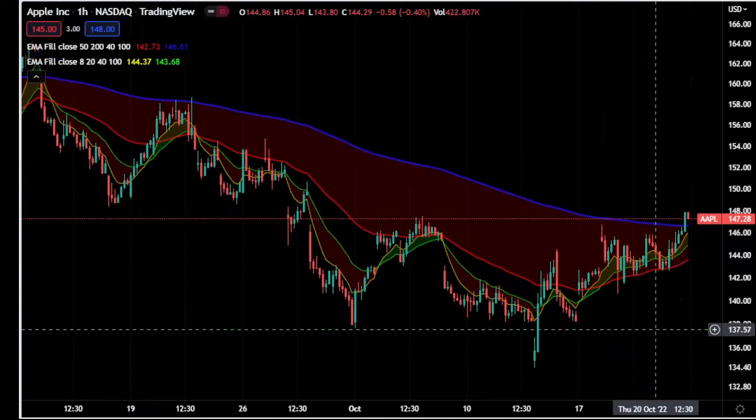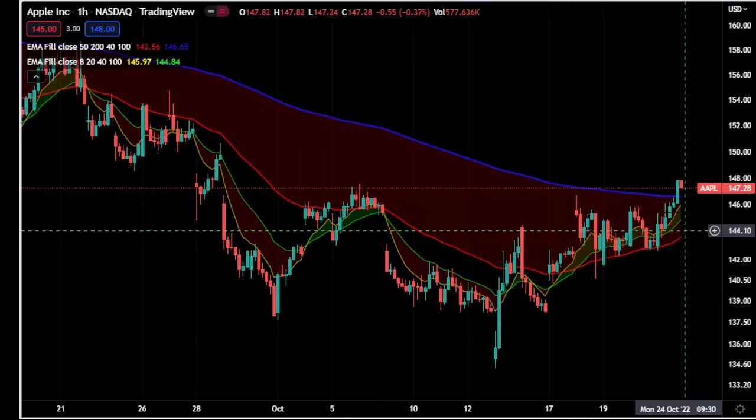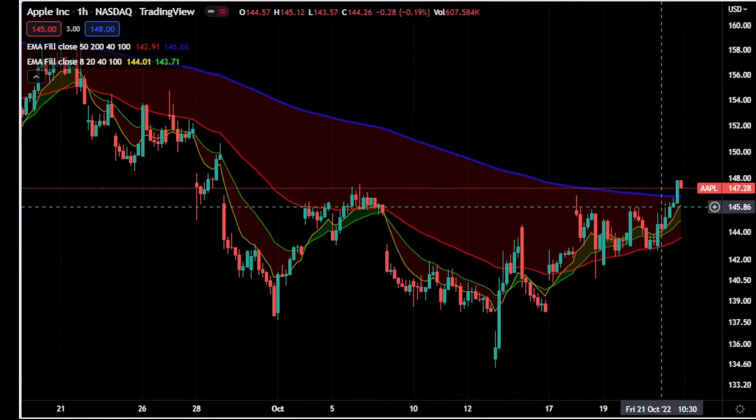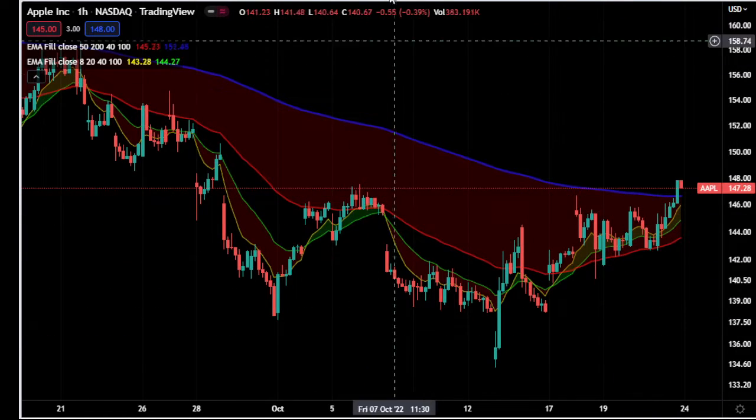and lo and behold, look where we are right now. We are at another test of the 200. This is our 200-hour moving average. Each candle represents 1 hour on this.